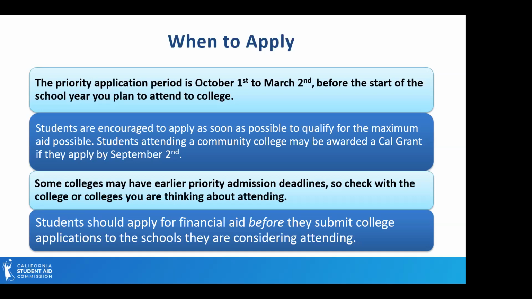New this year, students that are planning on attending a community college can also apply for a Cal Grant past the March 2nd deadline with our community college entitlement, but you must apply by September 2nd for this program. There are also some colleges that may have earlier priority admission deadlines, so it is important to check with the college or colleges that you are looking at to make sure that you meet all deadlines. And one last thing, you can also apply for financial aid before you submit your college applications.